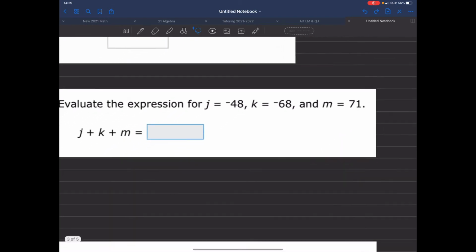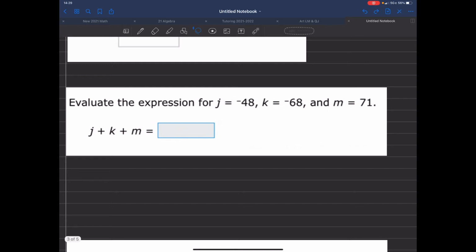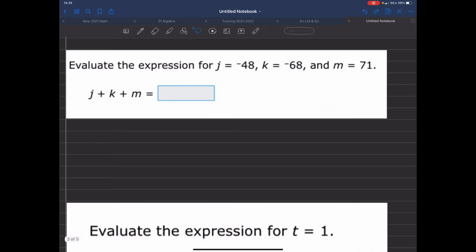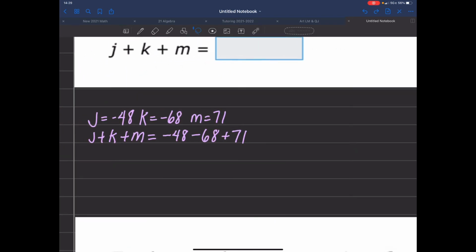So next question, evaluate the expression for j equals negative 48, k equals negative 68, and m equals 71. It's j plus k plus m. So we write that out. So I have j plus k plus m equals negative 48 minus 68 plus 71. So I have negative 48 plus negative 68 is negative 116. I add 71, so my answer is negative 45.